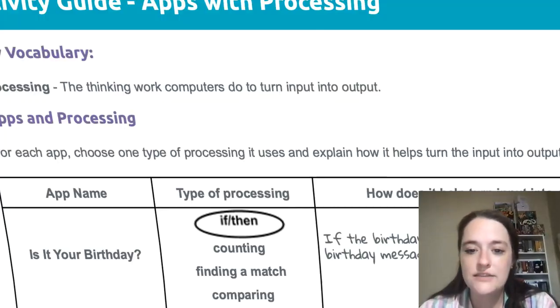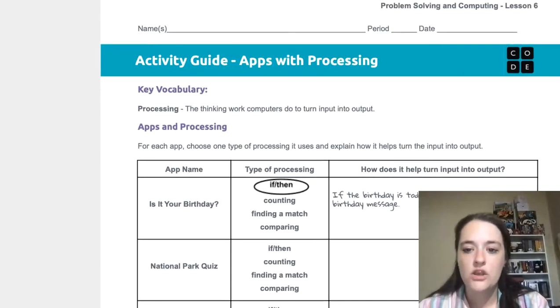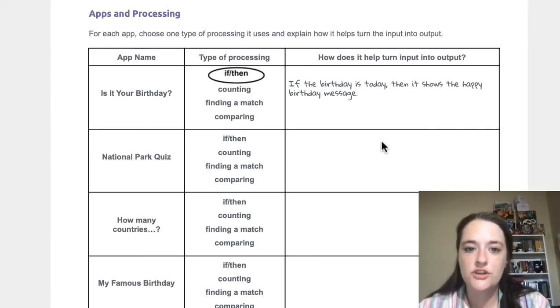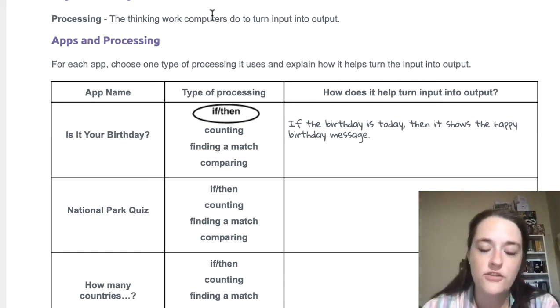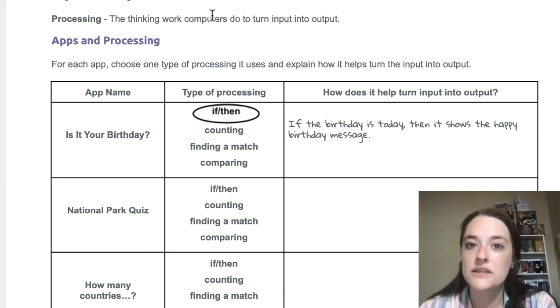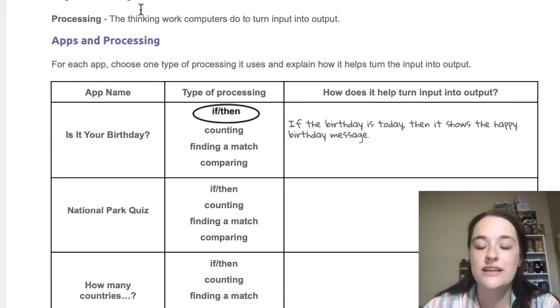Okay, let's pull up your activity guide. This is what you're going to do for your activity guide. You've got your key vocabulary up here. Don't forget, at the end of this lesson, we're going to add this key vocabulary term and definition to our vocabulary slide in our journal, okay?